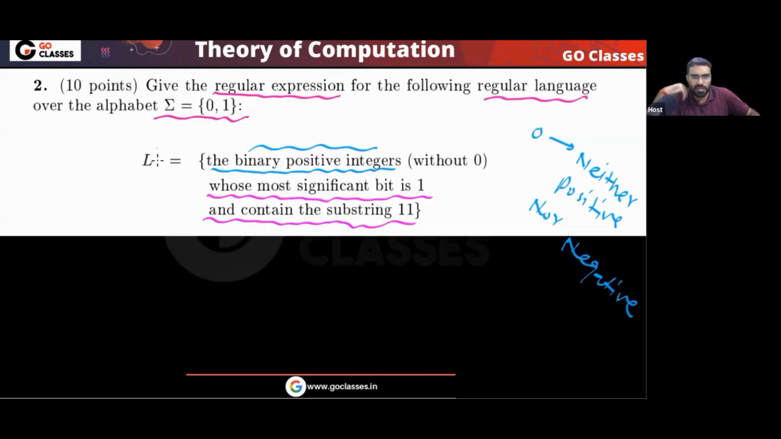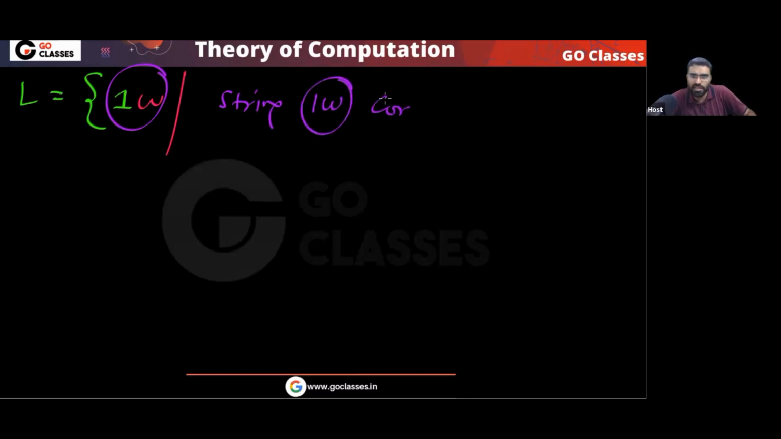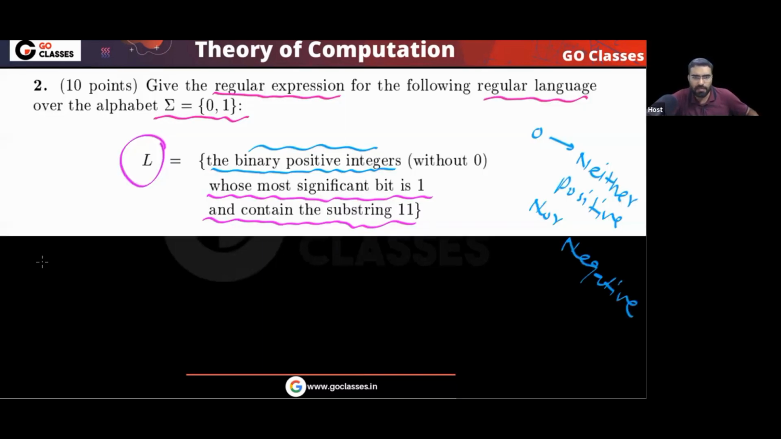Now the question is saying, what is your language? Your language is binary strings where the most significant position is 1 and it contains 1, 1. So this is your language. Your language has strings of the type 1W, where the most significant position is 1, and this string 1W contains 1, 1. Did you understand the language? Please tell me.